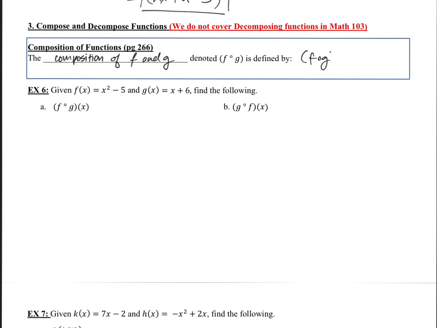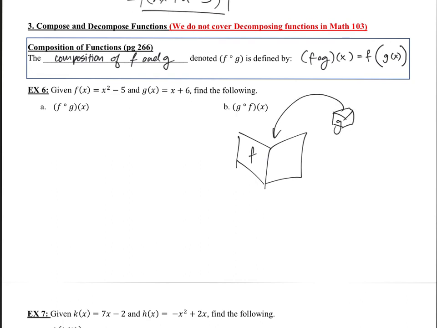f of g of x is equal to f, and you're inputting inside of it g of x. In case it's weird, you're taking one function and you're sort of stuffing it into another function. So if you think of f and g as boxes, you're taking the box f, and you're going to take the box g, and you're going to stuff it inside a box f. So you're taking one function and inputting it inside of another function.